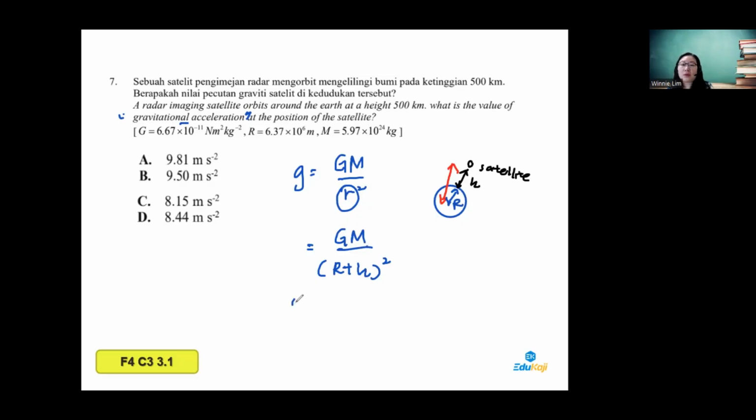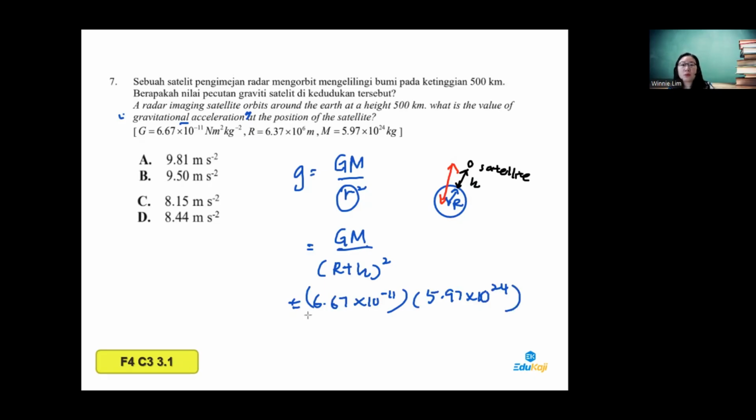Then when you substitute all the values, I always tell students, make sure everything is in SI units. So the value of G is 6.67 times 10 to the power of negative 11, no problem. The mass is in kg, also no problem.